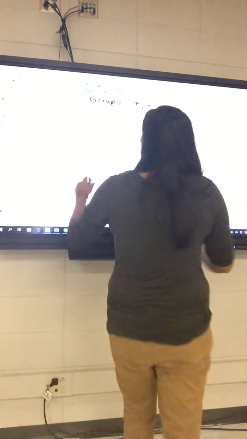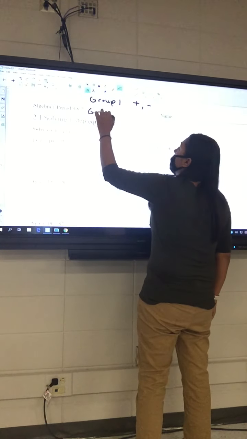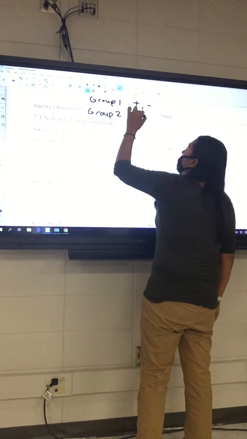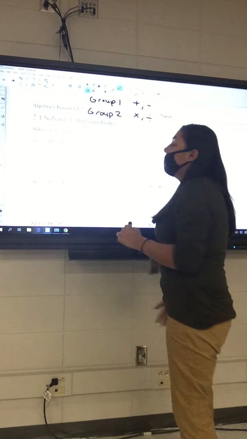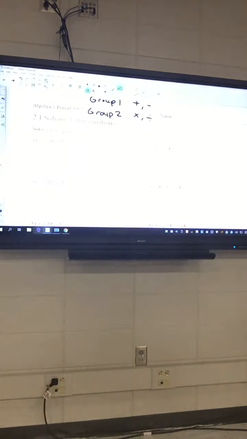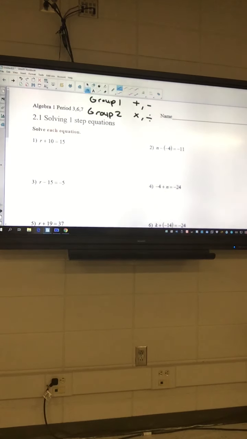Okay, and then we got group 2. And it's multiplication and division. They are also best friends. They are the other group, okay? As long as you can remember those two groups and talk about opposites and stuff like that, you should be all right with solving equations.